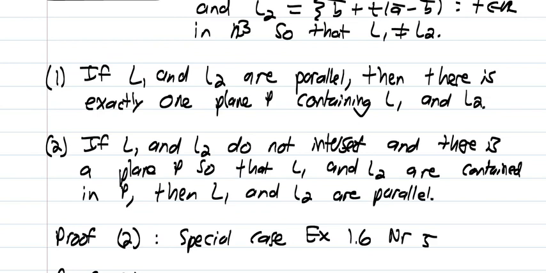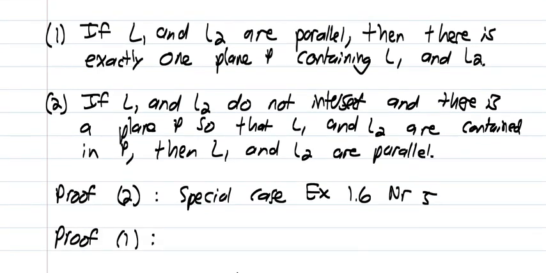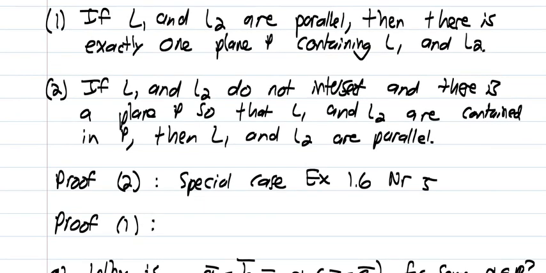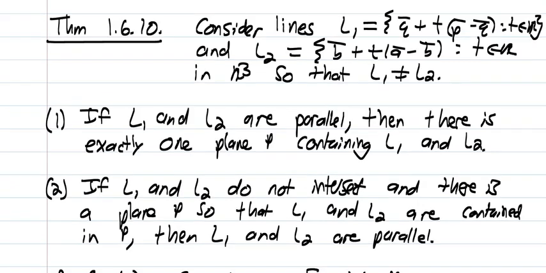Now, number 2 is quite a hard proof. A special case of the proof of number 2 is exercise 1.6 number 5. So if you feel adventurous, you can give that a go. But let's finish off this video by looking at number 1, which says that if we have 2 lines, and they are parallel, and they are distinct lines, then there's exactly one plane containing both line 1 and line 2. So this is telling us that the lines are distinct, that line 1 is not line 2.